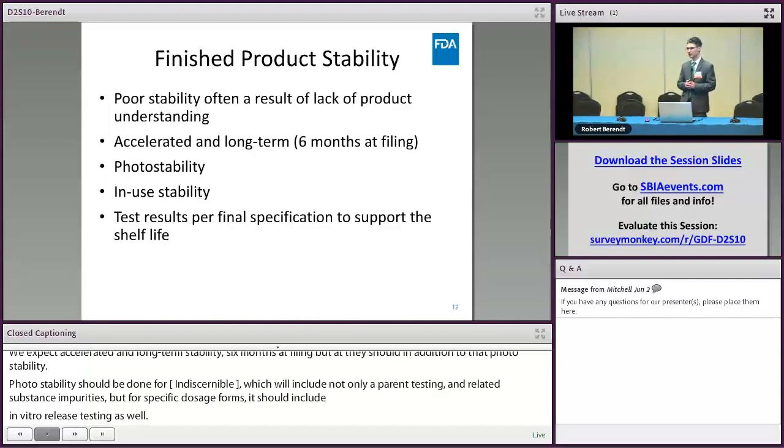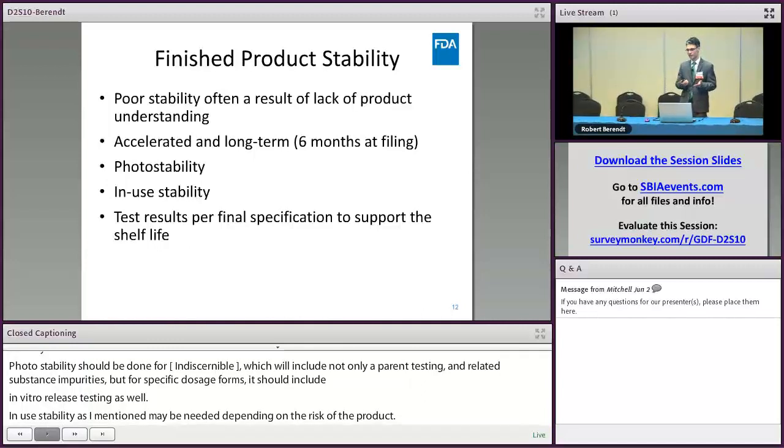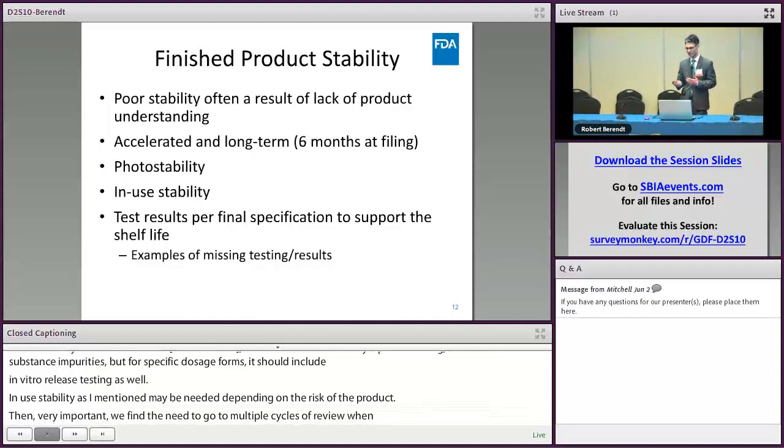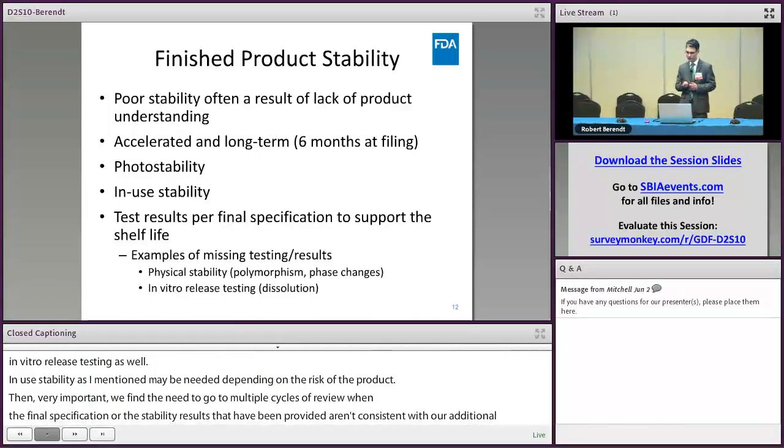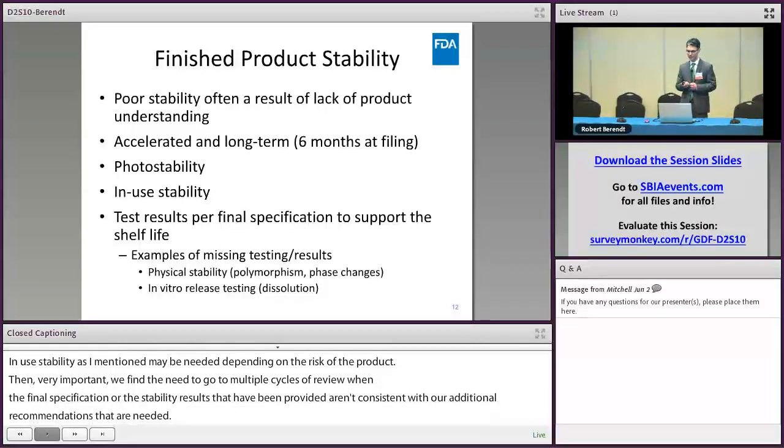And then very importantly, we find the need to go into multiple cycles of review when the final specification for the stability results that have been provided aren't consistent with our additional recommendations that are needed. Examples of missing test results being physical stability, if polymorphism is an issue with your product, or in vitro release testing dissolution, where you didn't provide in your original submission a dissolution test that was adequately discriminatory, and so you had to revise that method. So now you and we have to wait for you to get additional stability time points and test with that final dissolution method.